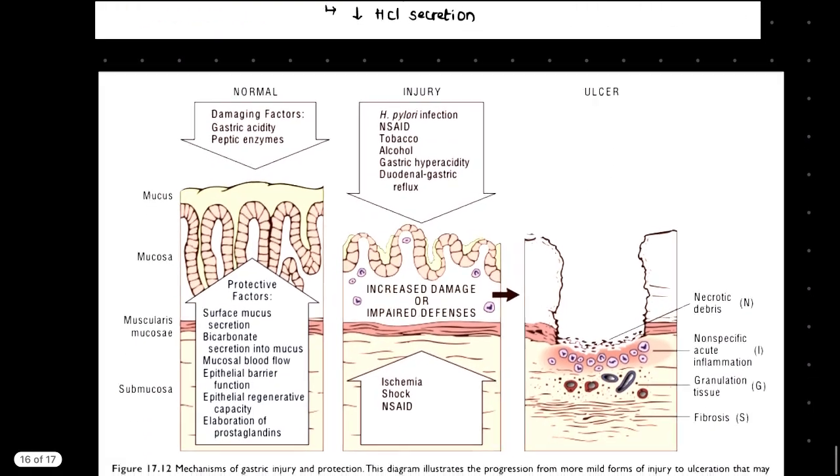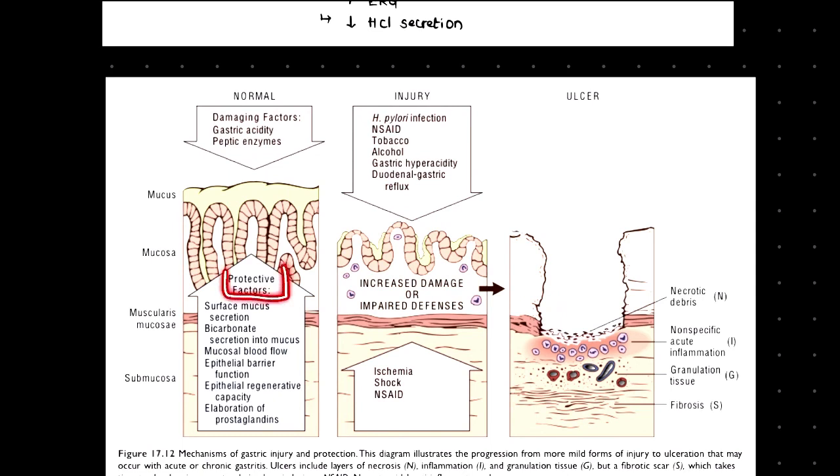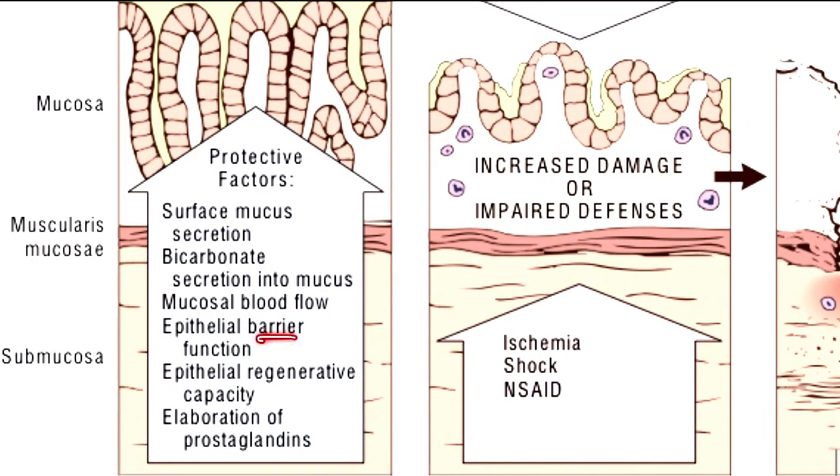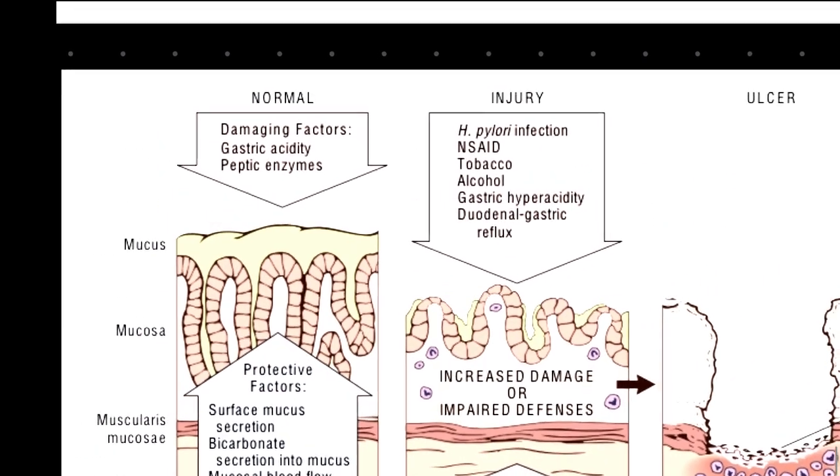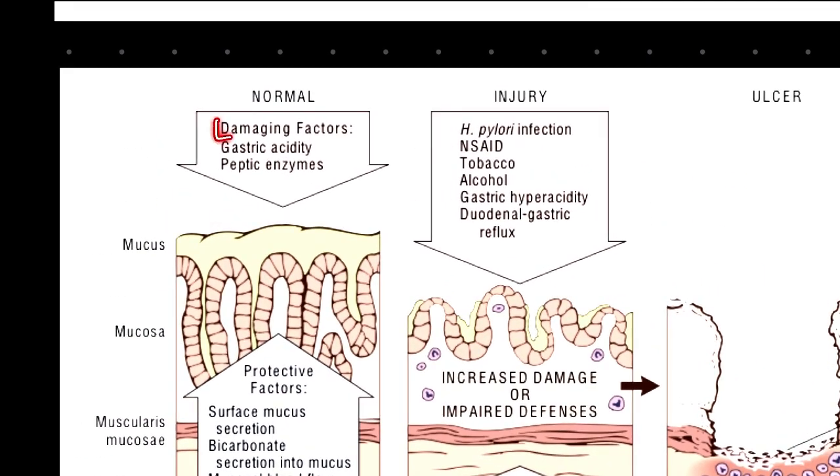Okay, now these are our damaging and protective factors. If you look right here, you'll see the protective factors. These are surface mucus, mucus secretions, bicarbonate, mucosal blood flow, epithelial barrier function, epithelial regeneration, and prostaglandins. These are our protective factors. Now talking about our damaging factors, we have gastric acidity, HCl, and peptic enzymes.